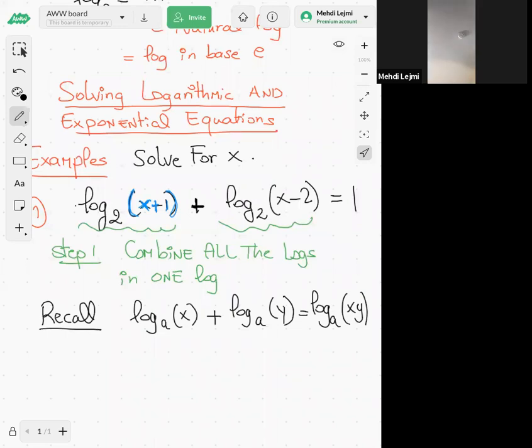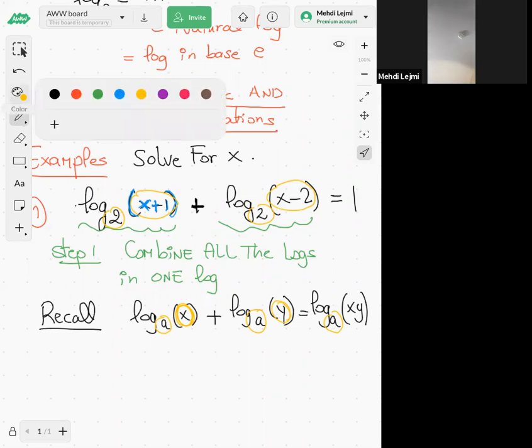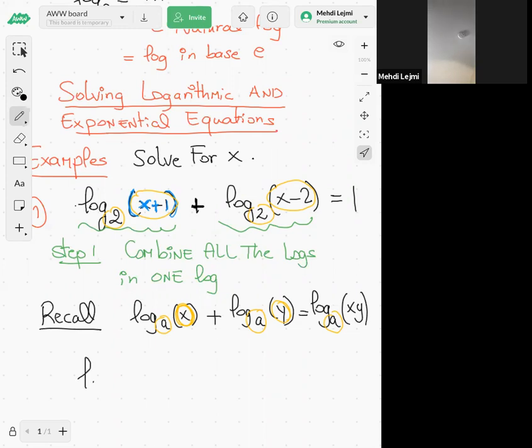So here, I have the same base. Here's my base 2, here's my base 2, right? I have the same base. Now, this x here would be this x plus 1. This y here, that will be this x minus 2. Okay, so this is the sum of these two logs. That will be the log of the product. So we're going to have log in base 2 of x plus 1 times x minus 2 equals 1, right? That's because of my property. If I have the sum of two logs, then that will be the log of the product.